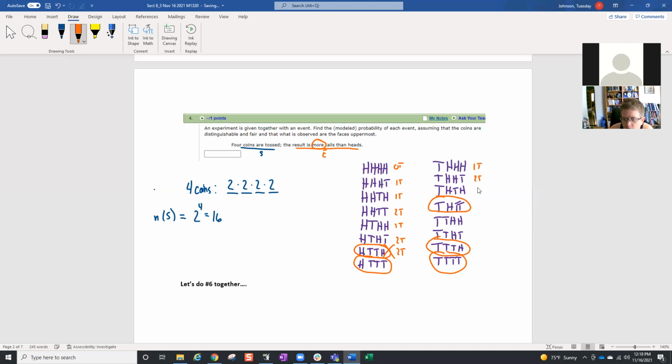Probably out loud too. Missed that one. Okay, so not this one. And look, I have an eraser and I just decided to put an X on it. Come on, there we go. Don't be lazy. 1, 2, 3, 4, 5. 5 ways.